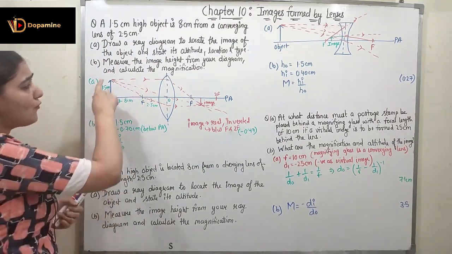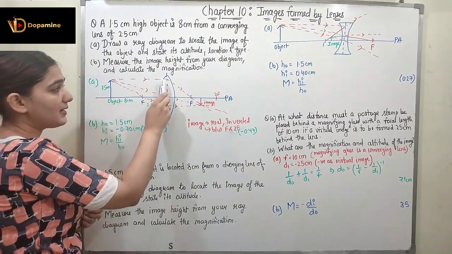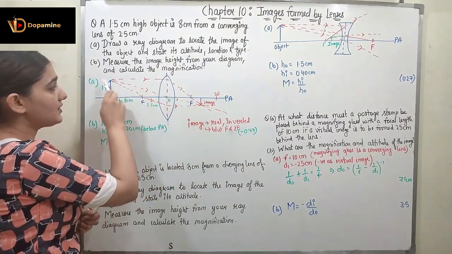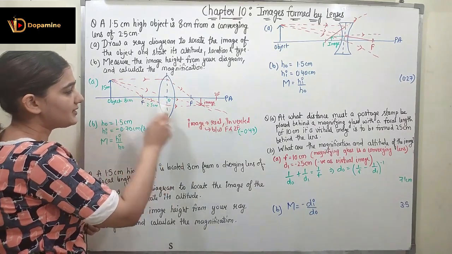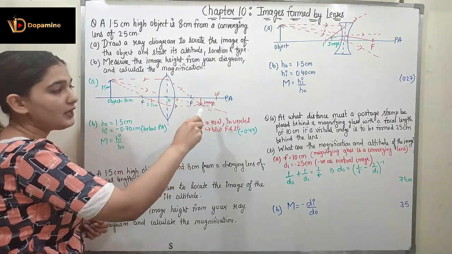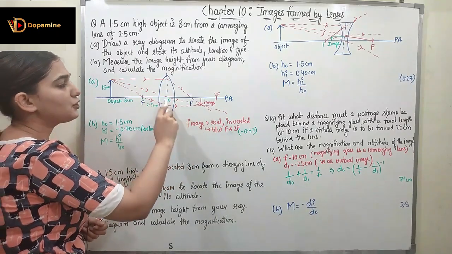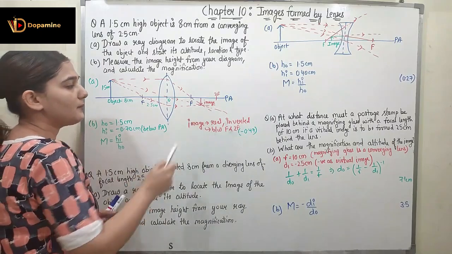What we have to do is take 3 rays, and we all know the ray which is parallel is going to pass through the focus. The ray which is passing through the center will go as it is, and the ray which is passing through the focus will become parallel. So in this manner we have made 3 rays, and at the point where the 3 rays meet, there we will have the image.